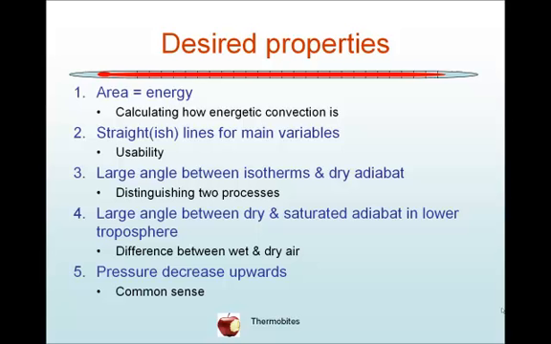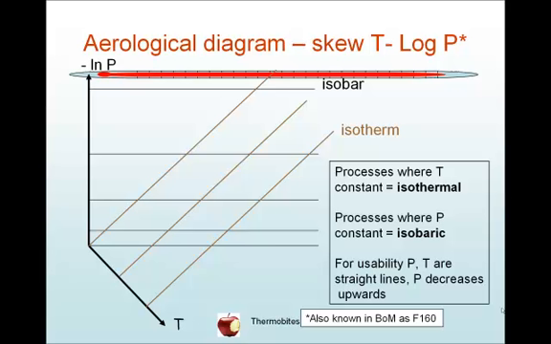And we want pressure to decrease upwards because that's common sense. That's exactly what it does. The aerological diagram that we use mostly in the Bureau is the skew T log P diagram, otherwise known in the Bureau as the F160. It's simply the number of the form.